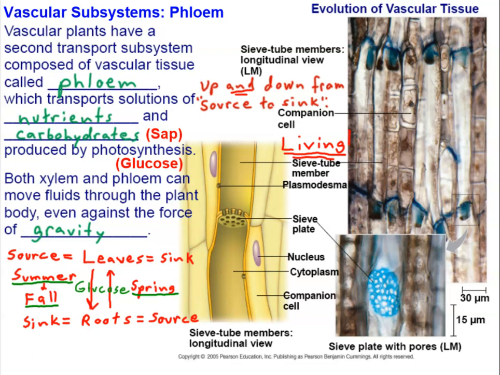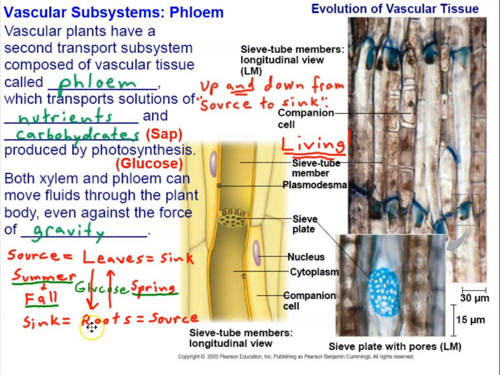What I have here is further explanation of this concept of source to sink, which changes seasonally. In the summer and the fall, the leaves are producing sugar. They're photosynthesizing and producing sugar, so they are the source of the sugar. The transport then is from the leaves down in the plant. A lot of it goes to the roots where it's going to be stored, because that's one of the functions of the roots, to store sugar.